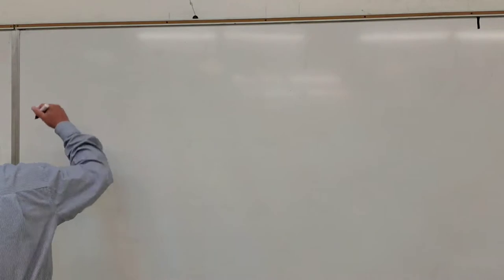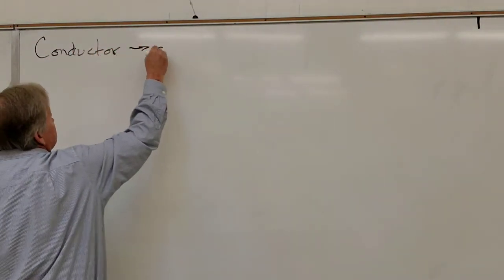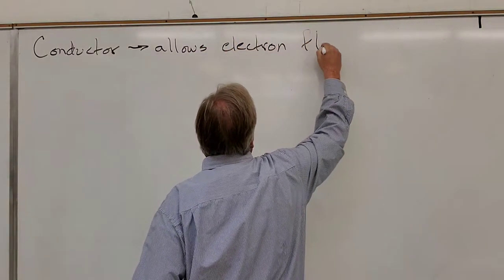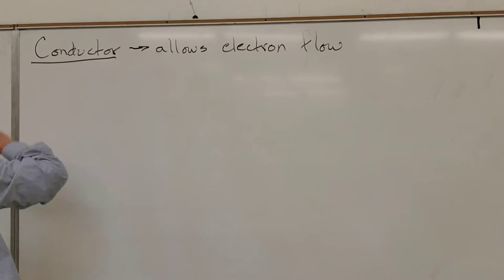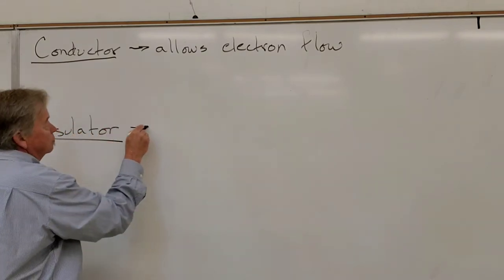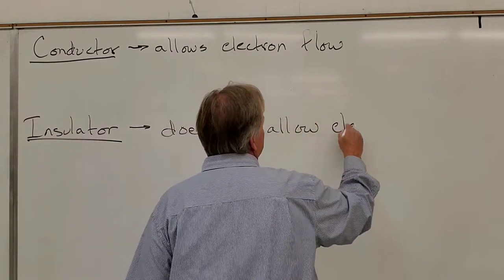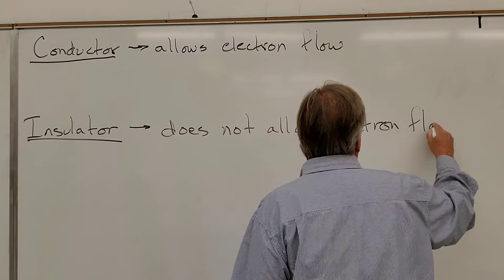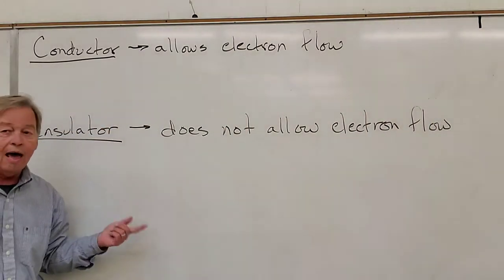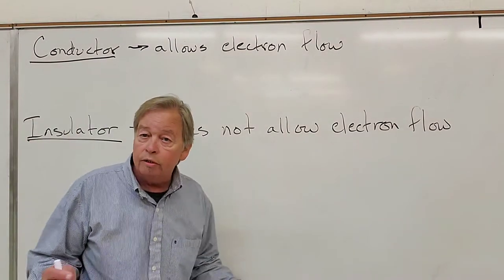Let's write that down. Okay, and look, I left a little space up there because I'm going to put something else up there. So conductors allow electron flow, and insulators do not allow electron flow. Well, how is it that some materials do and some materials don't?